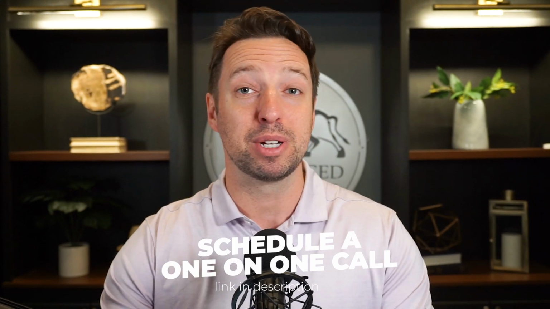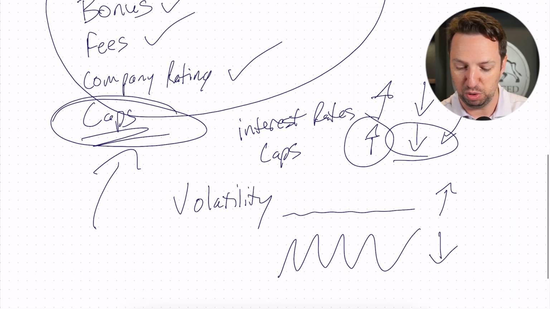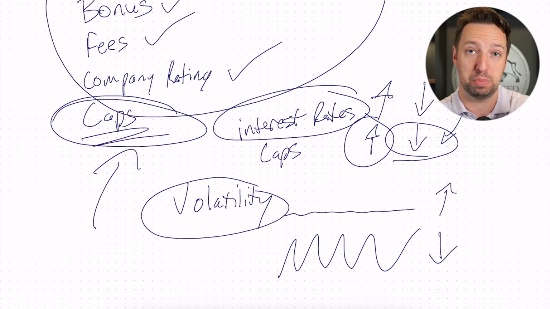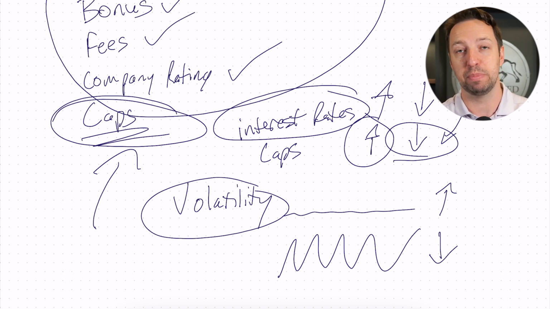So that's just a public service announcement on caps. Caps are always changing. That's nothing to be concerned about. But if your caps are doing the opposite of what I'm showing you here, that may be cause for alarm. Volatility spikes, your caps go down, normal. Volatility is low, your caps go up, normal. Interest rates go up, your caps go up, normal. Interest rates go down and your caps go down, that's all normal. If your caps are not behaving that way on your current policy, that may be cause for alarm.